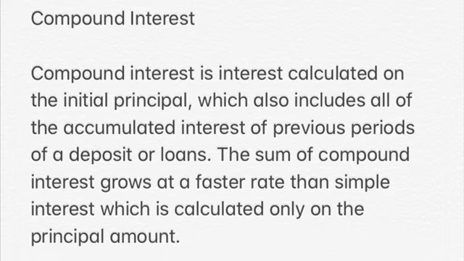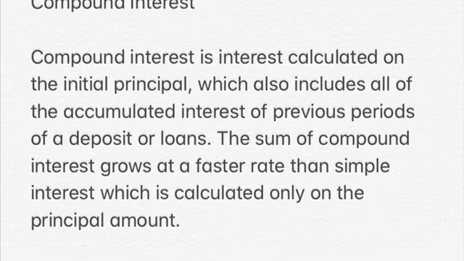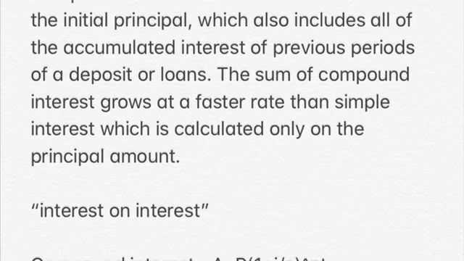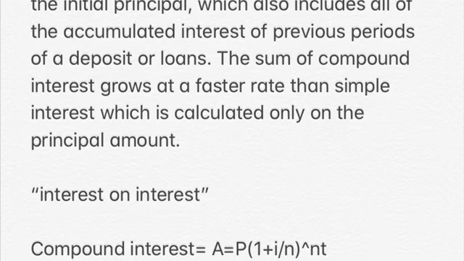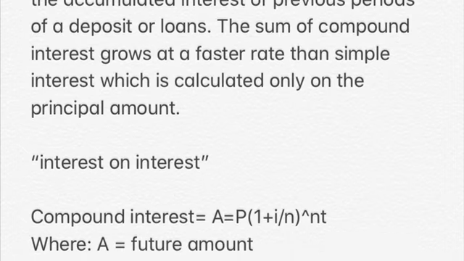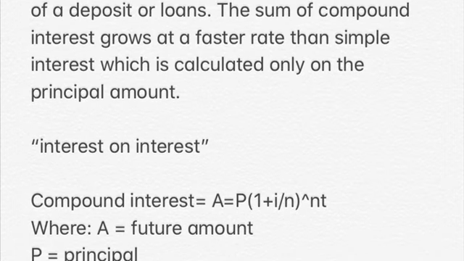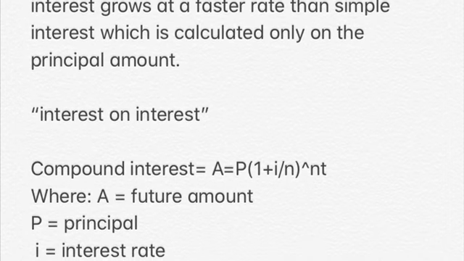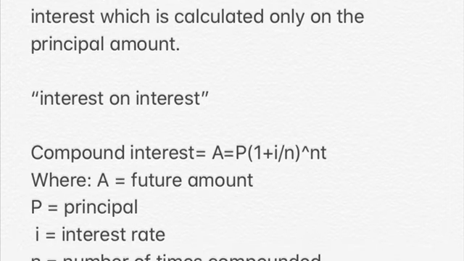Compound interest. Compound interest is interest calculated on the initial principal, which also includes all the accumulative interest of previous periods of a deposit or loan. The sum of compound interest grows at a faster rate than simple interest, which is calculated only on the principal amount. Interest on interest.